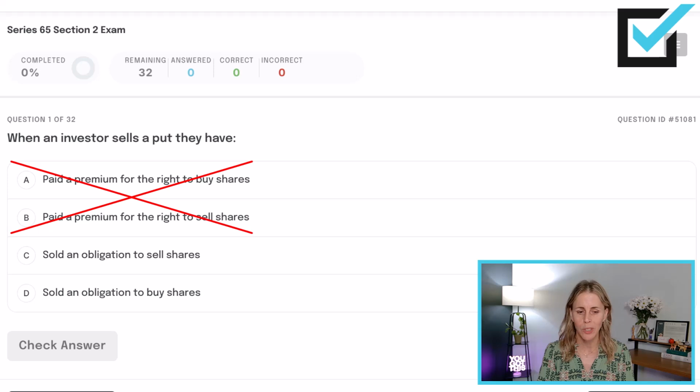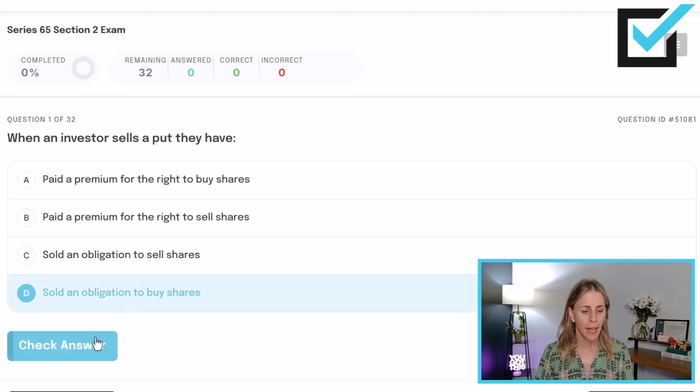So we can get rid of A and B because this question is asking about a person who sells a put. So when you sell a put, you have sold an obligation to buy shares. When you buy a put, you have paid a premium for the power to sell your shares at the strike price, which would be more than the current market price. So when you sell a put, you have sold a promise, an obligation that if the current market price is below the strike price, you will buy those shares for how much? The strike price. So you have made a promise.